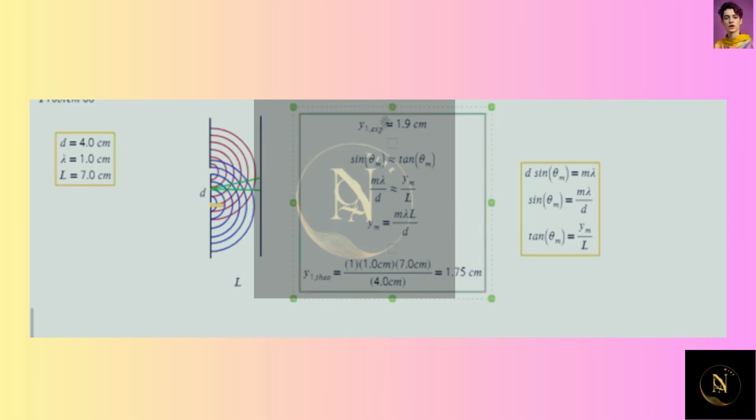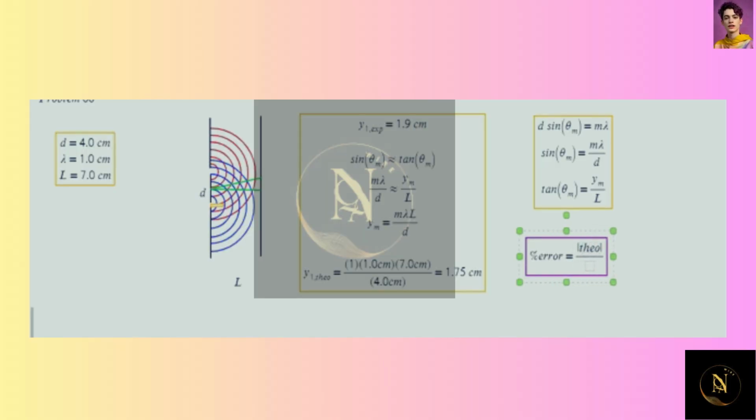Notice that this is very close to our experimental value, just shy of 2 centimeters. So let's see what that percent difference is. Let's recall the percent error formula. The percent error formula tells us that we're going to compare the absolute value of the theoretical value minus the experimental value over the theoretical value. So we're going to use this formula. The theoretical value, we have 1.75 centimeters.